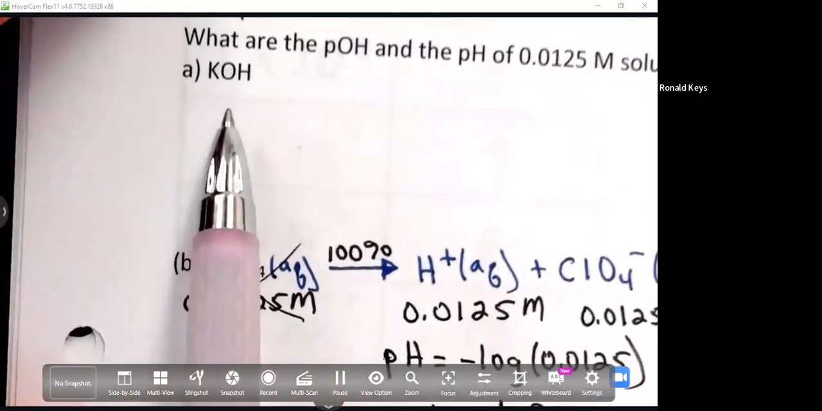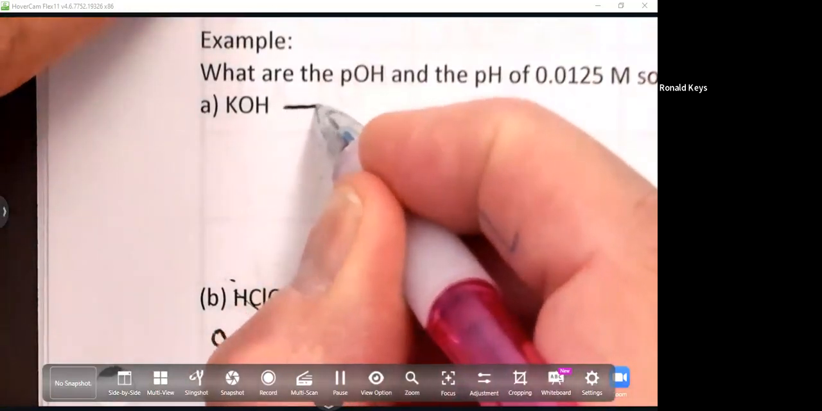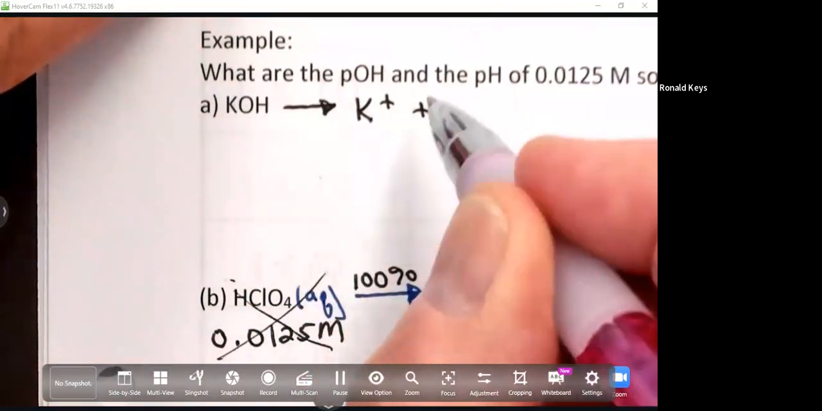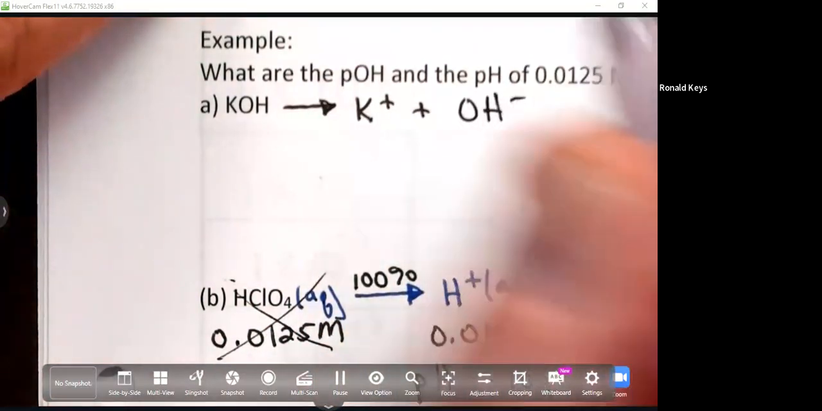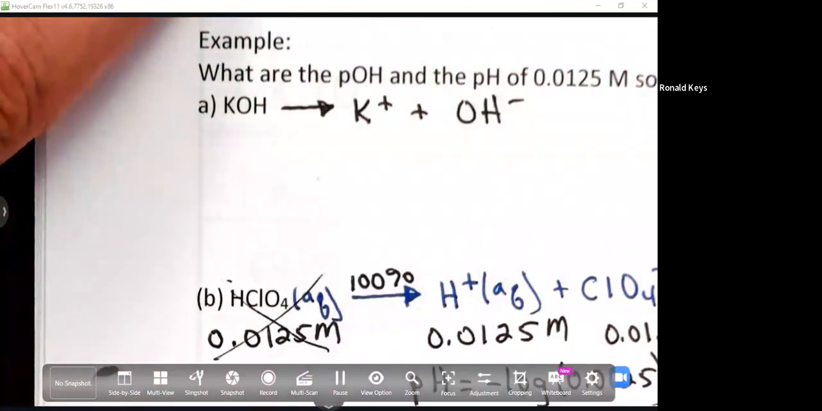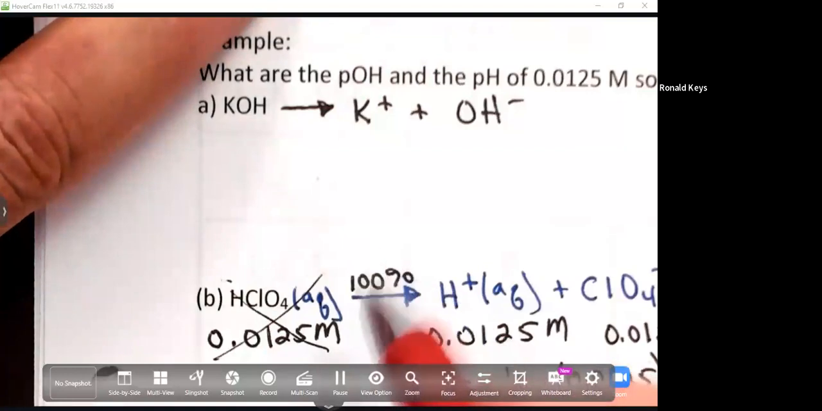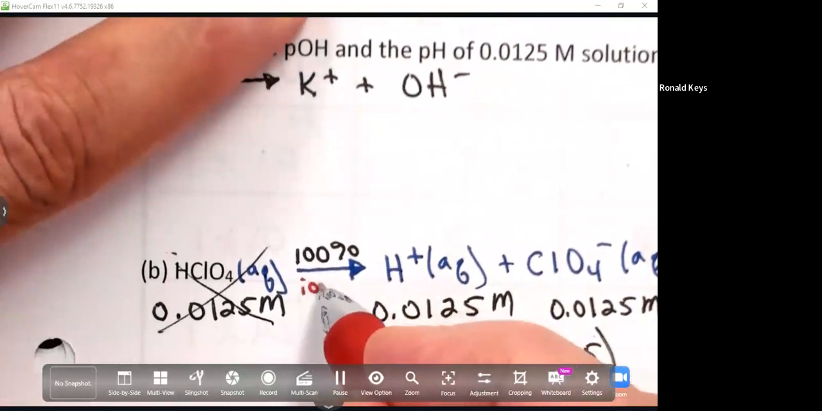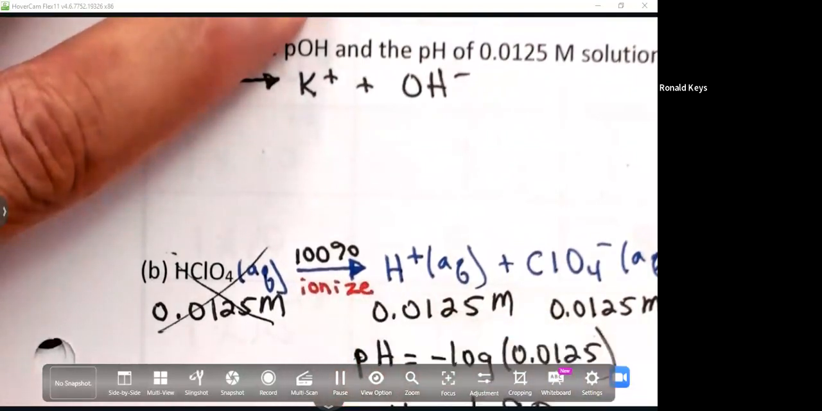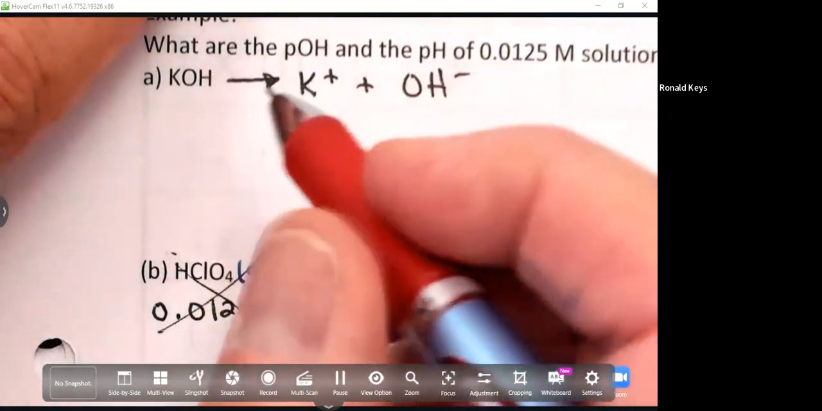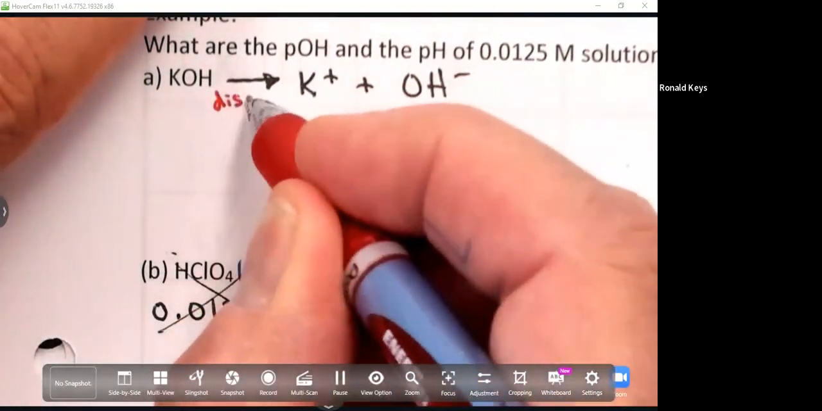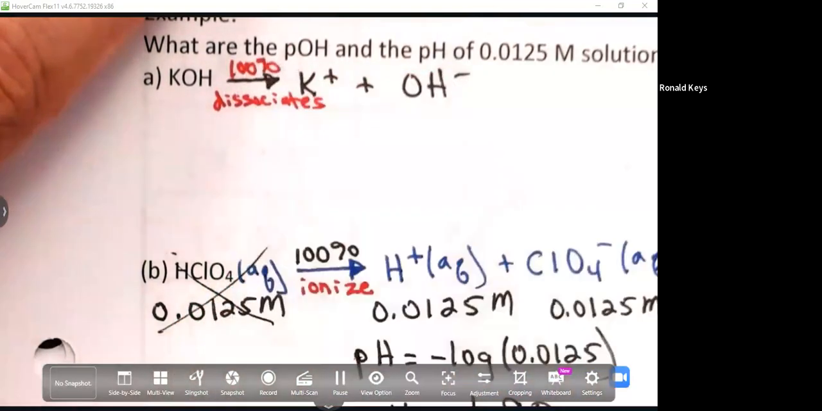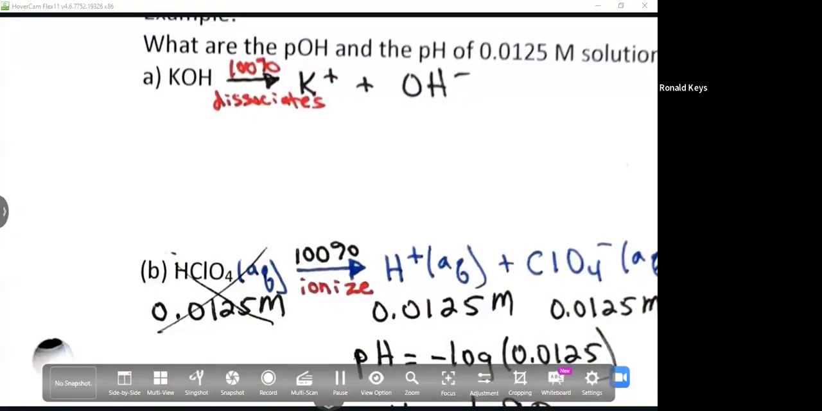Likewise, if I have a strong base, this is going to split up 100% into K plus aqueous, I should have put aqueous on there, and OH minus 100%. Now down here, we use the term with an acid, ionize. The base, we say it dissociates 100%. Dissociates 100%.